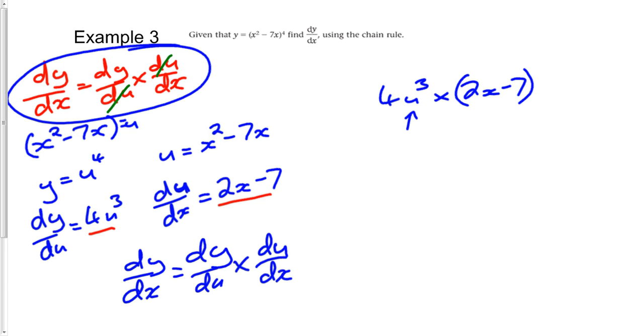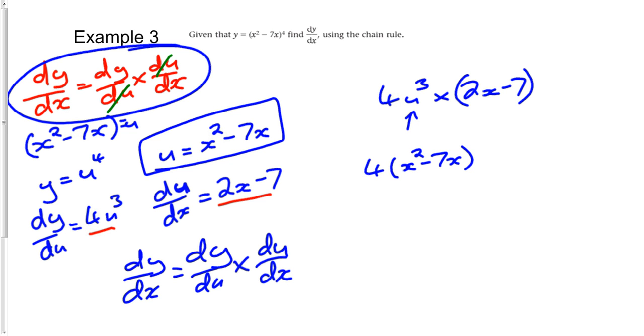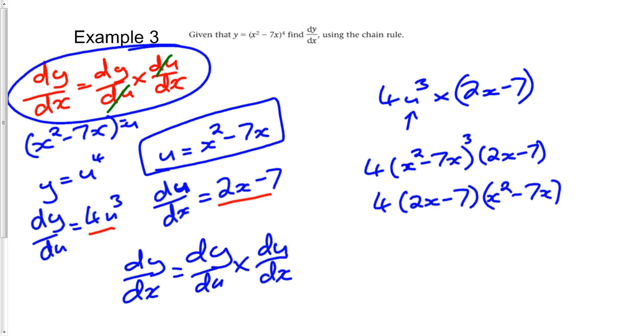And then all that's left is to substitute back in what that u was. And we know that u was this bit here. So 4 lots of x squared minus 7x, cubed, times by 2x minus 7. Oh, damn it, Wayne. That's 4u cubed. So, sorry, that should have been the cubed there. And then if we write it around the other way, 4 lots of 2x minus 7, x squared minus 7x cubed.